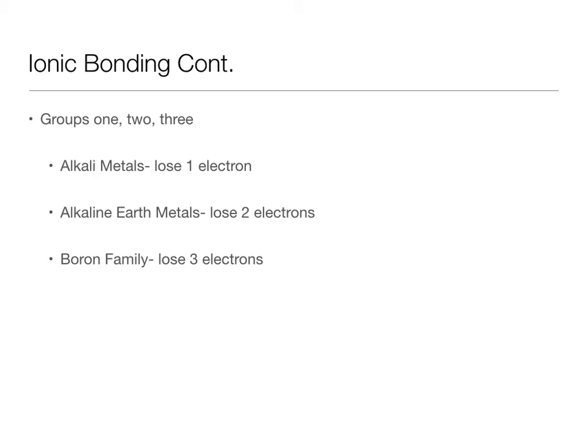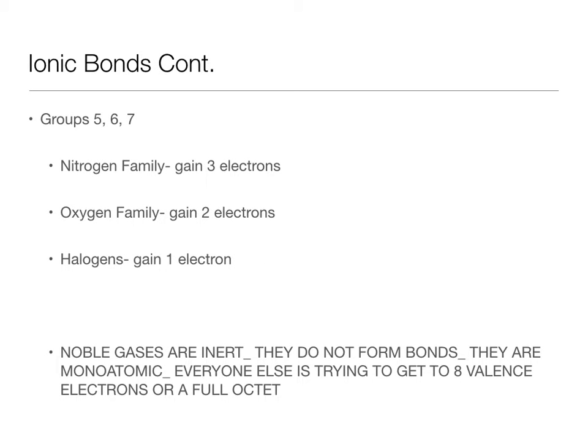Ionic bonds, group 1, 2, and 3, they lose their electrons. So alkali metals lose 1, alkaline earth metals lose 2, boron atom family loses 3. So it's positive 1, positive 2, positive 3. Groups 5, 6, and 7, the nitrogen family gains 3 electrons, oxygen family gains 2 electrons, and halogens gain 1 electron. So a negative 3, negative 2, negative 1. If you do recall, halogens are the most active of all the families because they're going to get what they want. Noble gases are inert. They do not form bonds. They are monatomic. Monatomic means one atom. Everybody else is trying to get to 8 valence electrons or a full octet.